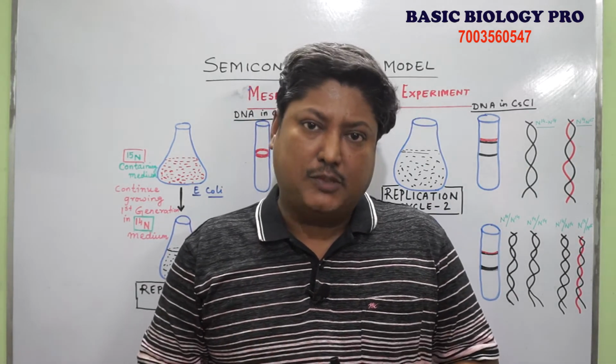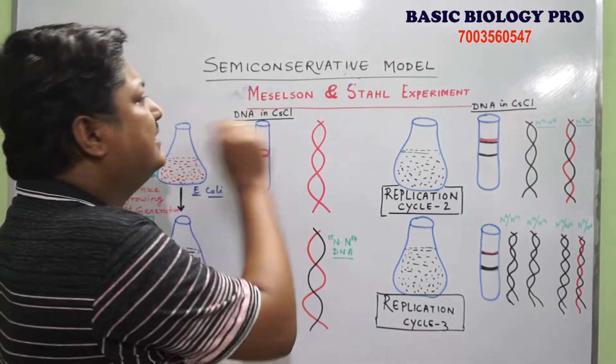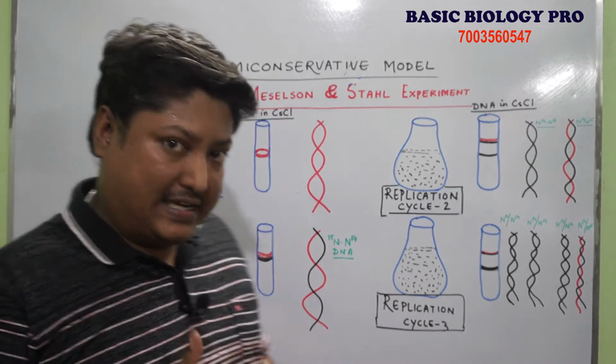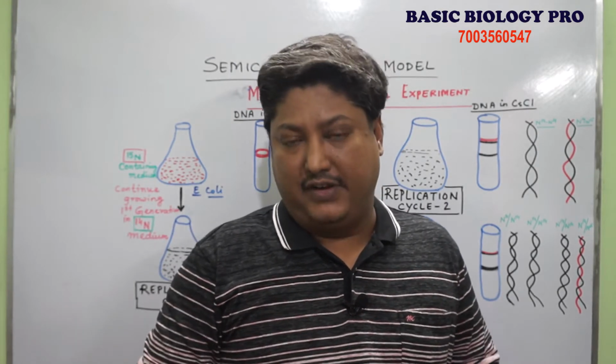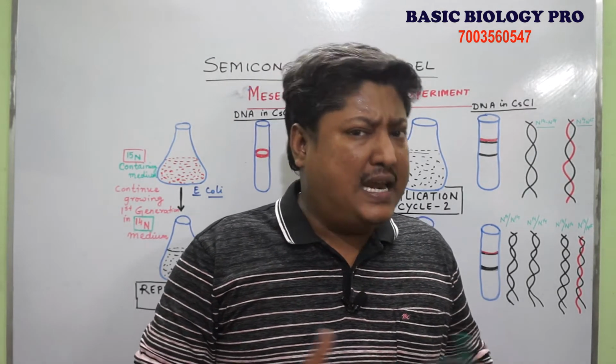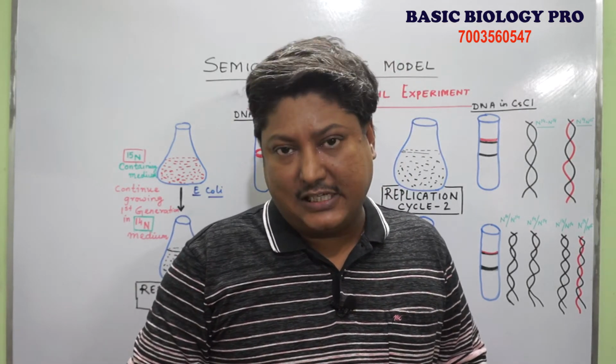There is a beautiful experiment performed by two scientists, Meselson and Stahl, to explain that DNA replication occurs in a semi-conservative fashion. They got many evidences regarding it. So how did they perform this experiment?